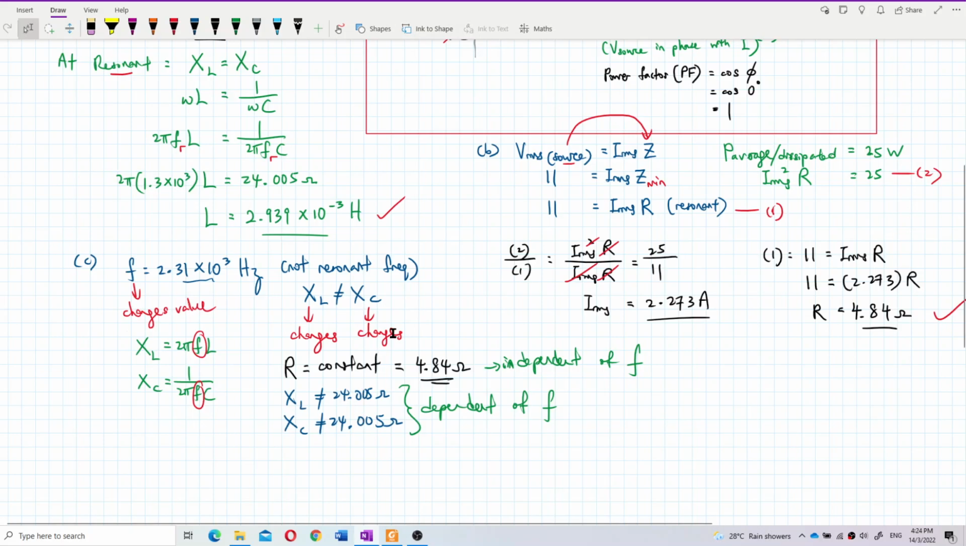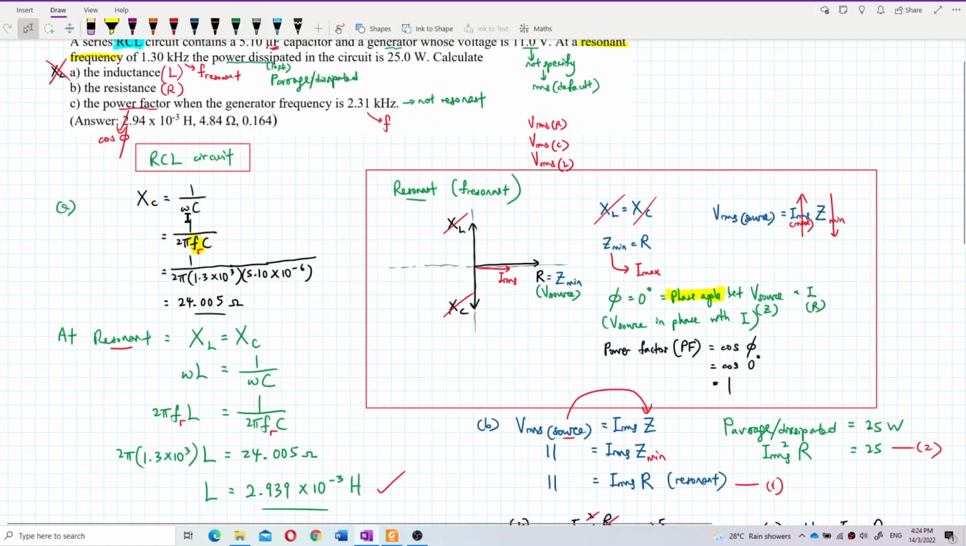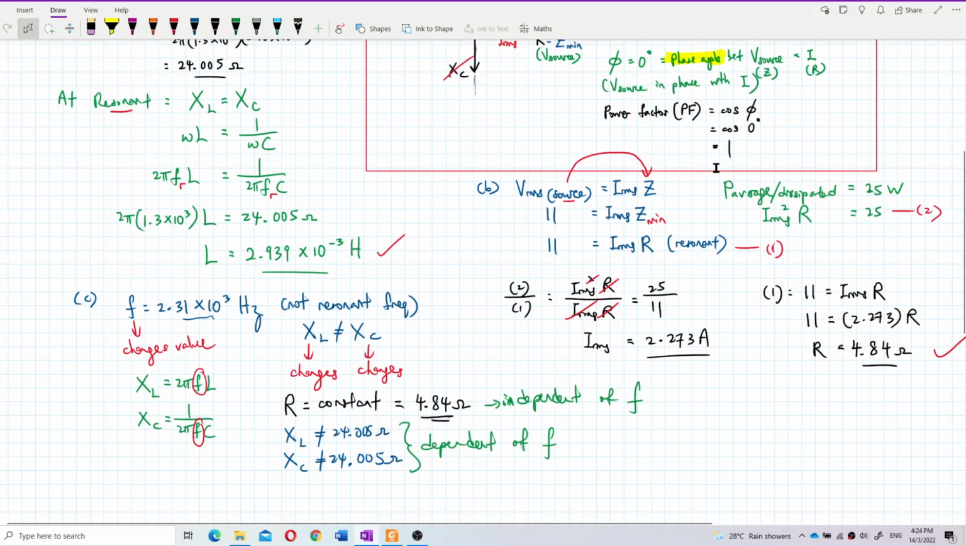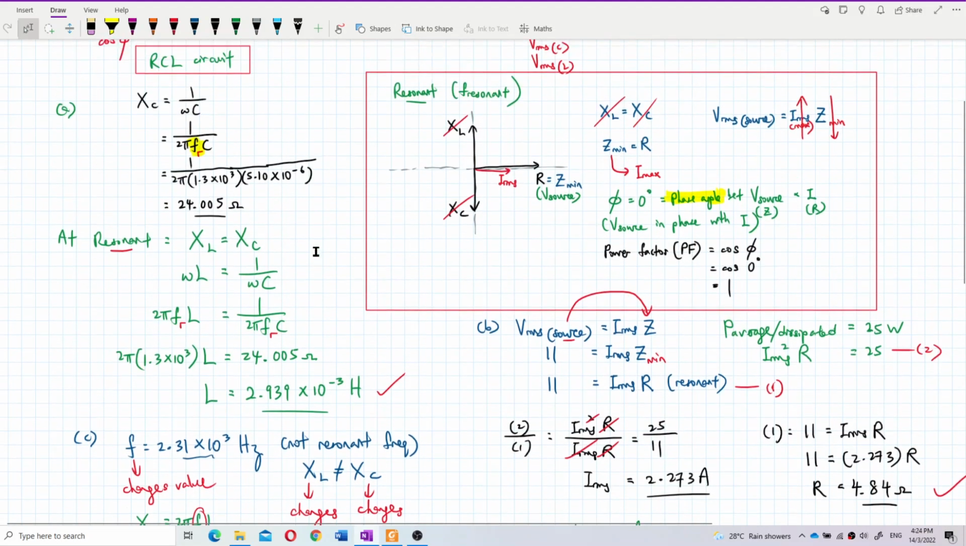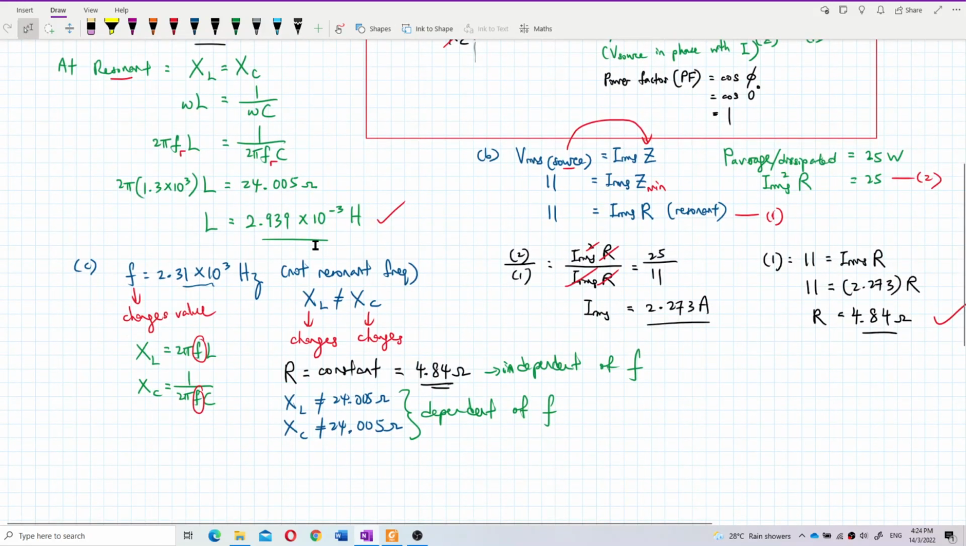Okay, so now what's the question? Power factor. That means power factor is... seems like a lot of things to do. How to do it? What is the best way to do the question?